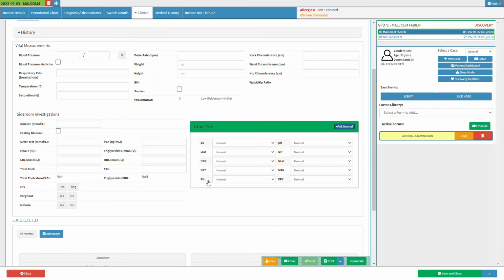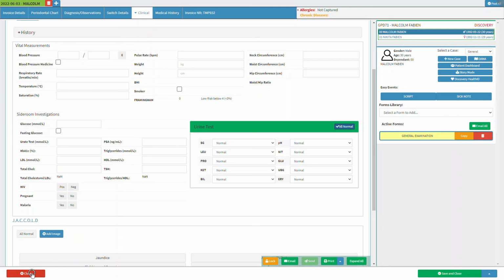BIL means a bilirubin test that detects the amount of specific yellow-orange pigment produced by the liver, which is found within the urine. ERY is an erythrocyte test that detects any presence of red blood cells in the urine, which is a general indication of a present infection.